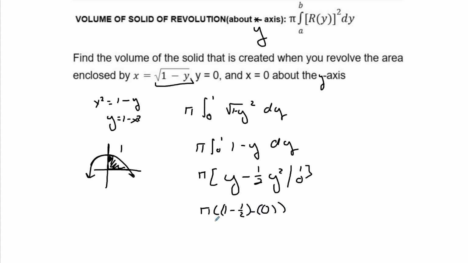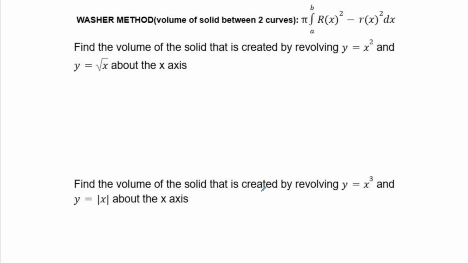So it's just going to be 1/2 pi, which equals pi over 2. You could write it either way. Okay, so now let's talk about the washer method. This is where a lot of people get a little bit confused.